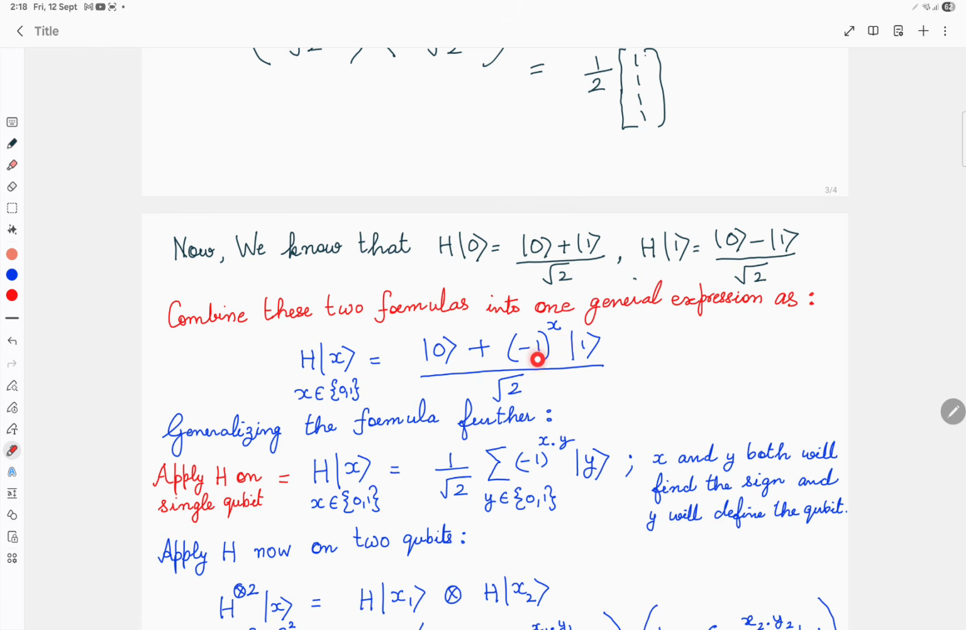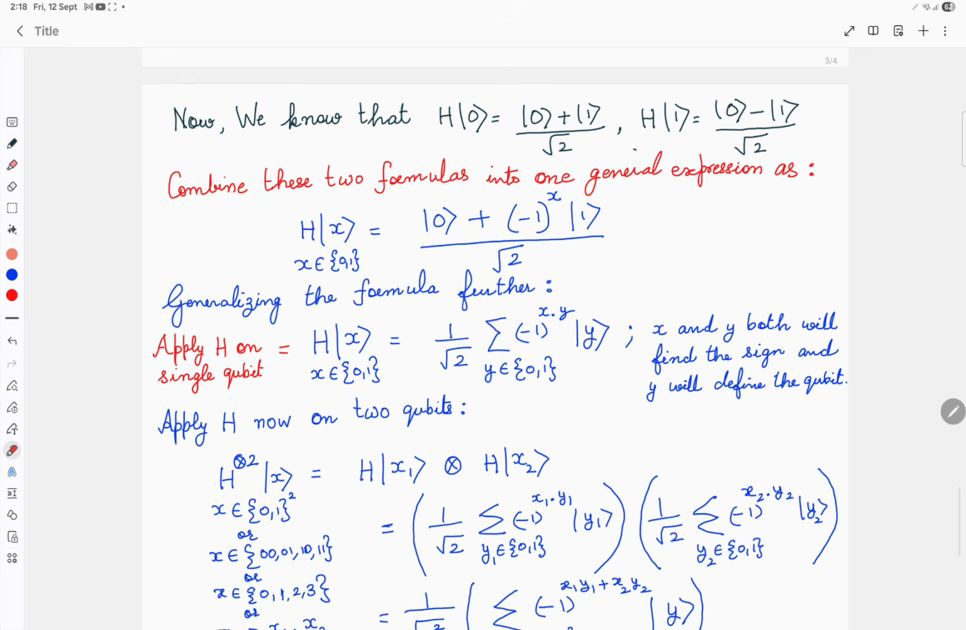So 0 exponent will give this 1 here, so the plus sign will remain as it is. But when x is 1, that means when you are applying the Hadamard gate on ket 1, a negative sign will appear. So this expression actually is the generalized form for these two operations: Hadamard acting on ket 0 and Hadamard acting on ket 1.